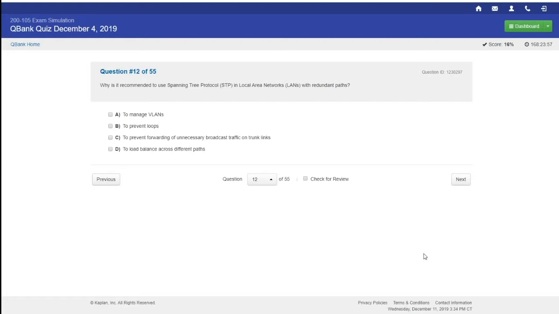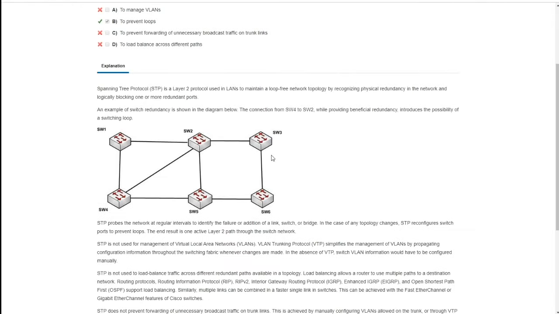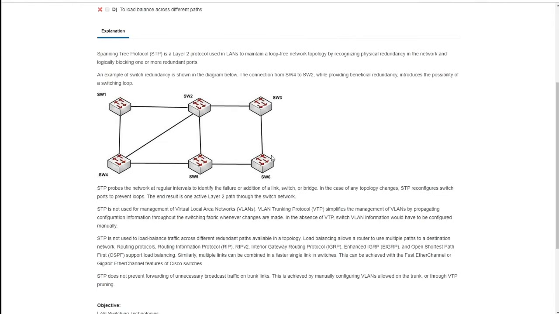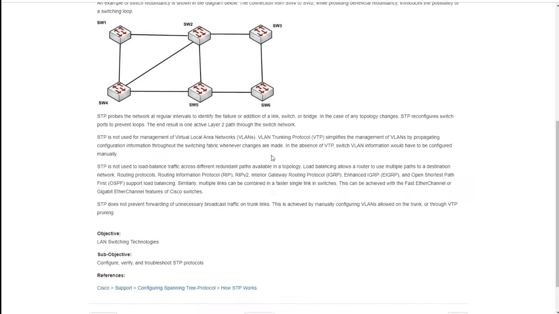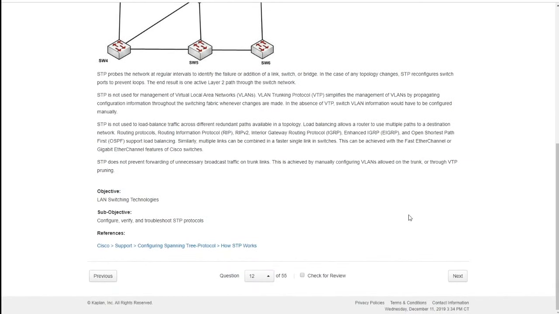Why is it recommended to use spanning tree protocol in LANs with redundant paths? This should be a layup for you. The answer, as just about everybody was keying in on, is B, to prevent loops. That's what spanning tree does, and that's what it's there to do. Hopefully you were able to get a whole bunch of points on that one. The faster you answer it, the more points you get.